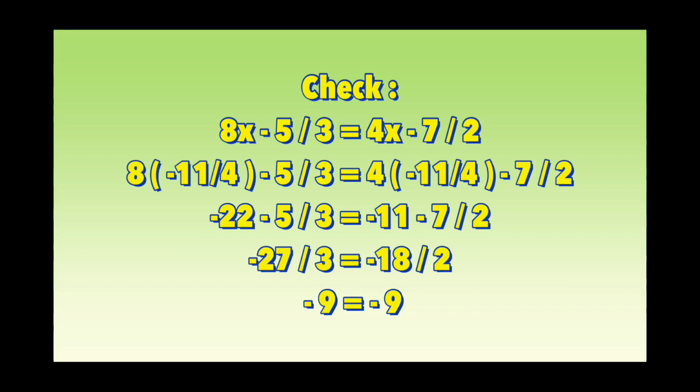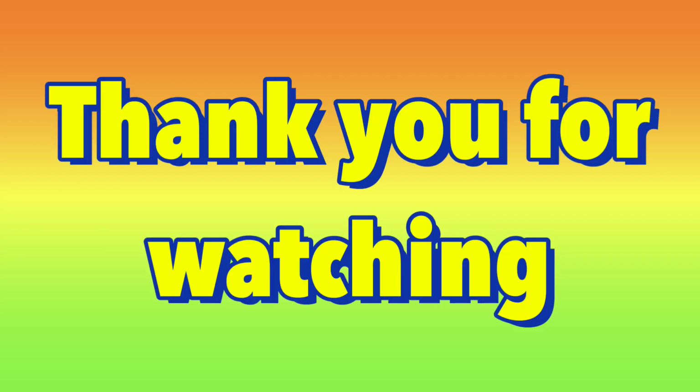Then we're going to divide first. 8 divided by 4 equals 2 times negative 11 equals negative 22. Then minus 5 divided by 3; 4 divided by 4 equals 1 times negative 11 equals negative 11 minus 7 over 2. Negative 22 plus negative 5 equals negative 27 over 3, equals negative 11 plus negative 7 equals negative 18 over 2. Then 27 divided by 3, we have negative 9 equals negative 18 divided by 2 equals negative 9. Since the result of the equation is a true equation, therefore our answer is correct.